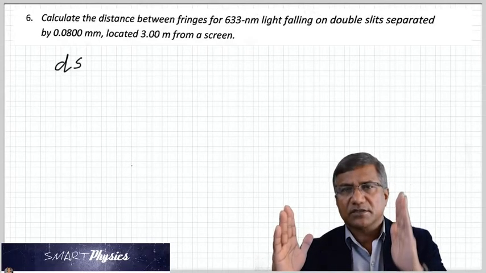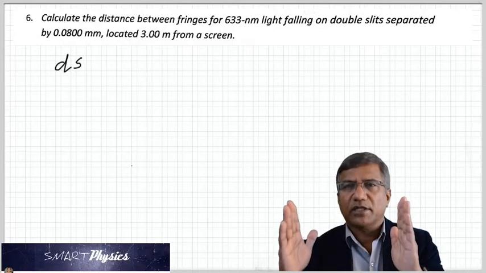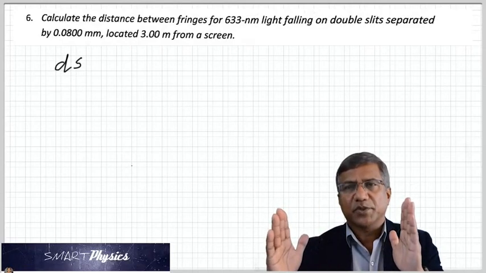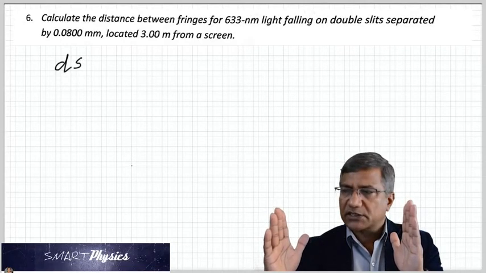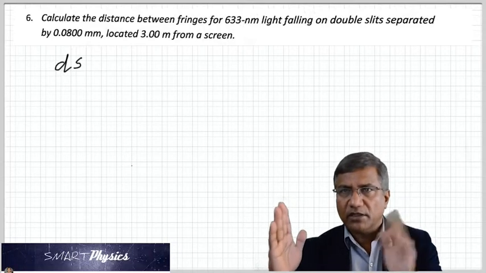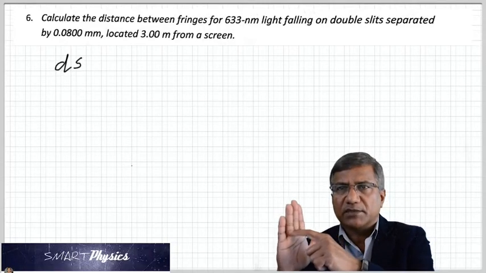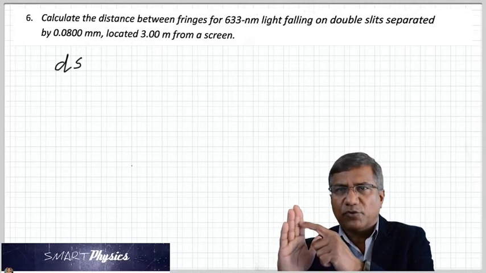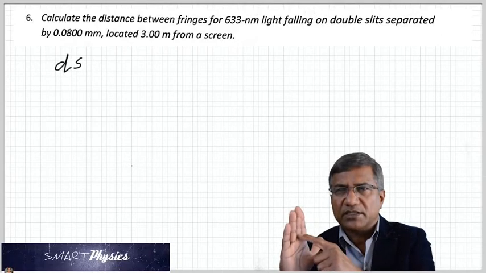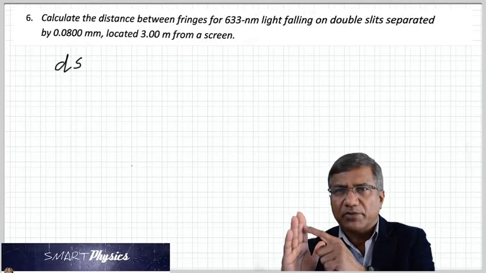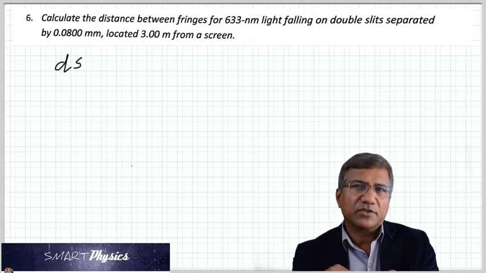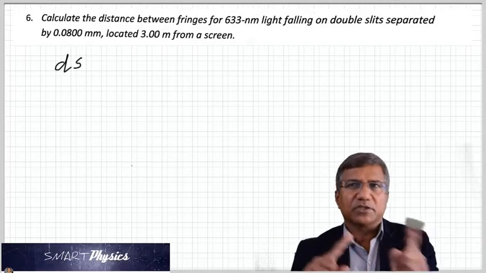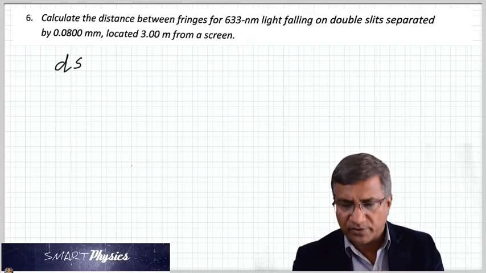So these are the slits, and this is the screen, and there is a 3 meter distance between them. What do we have to find? The distance between bands. If on the screen you have the third maximum, then a minimum, and then the fourth maximum, you're asked to find the distance between the third and fourth maximum. So that means you talk about m equal to 3 and m equal to 4, and then find the difference.